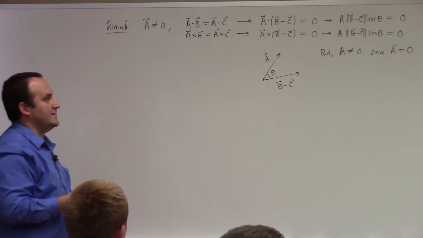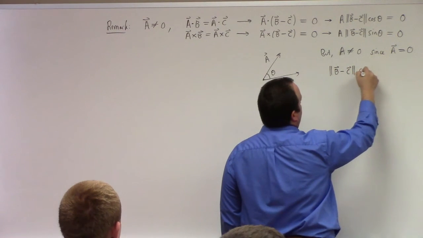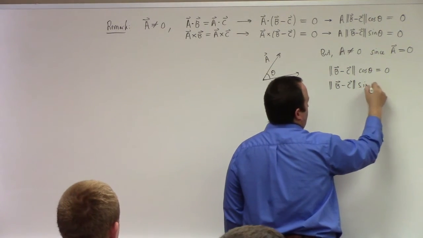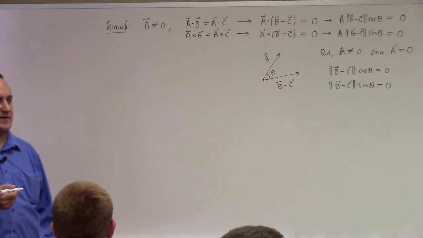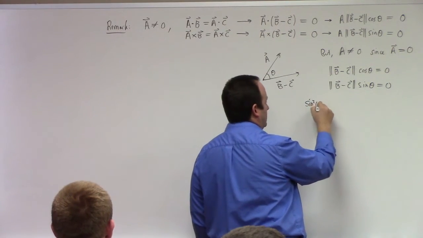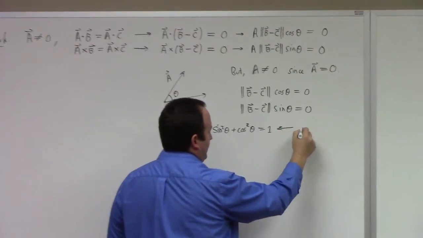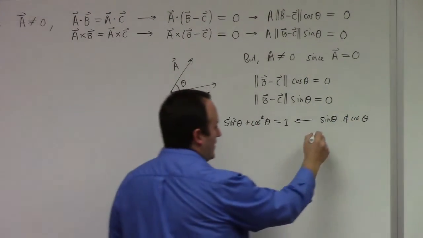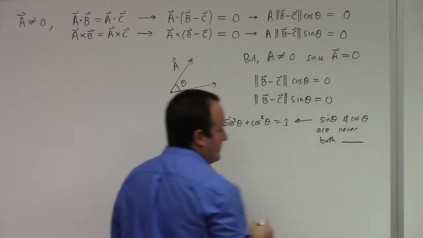So what does that say then? You can divide both sides by the length of A. And what conditions do we get? We get that the length of B minus C times cosine theta is equal to 0, and the length of B minus C times the sine of theta is equal to 0, right? Here's a fun fact about sine and cosine for you. Sine squared theta plus cosine squared theta is equal to 1. What does this happen to say about sine and cosine? They are never both 0.